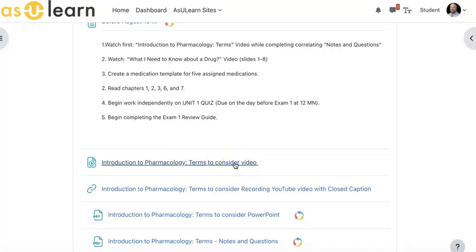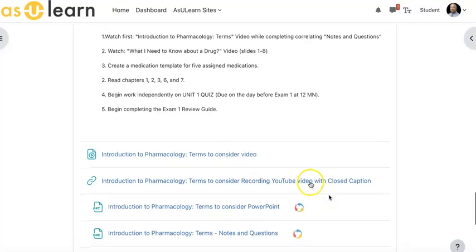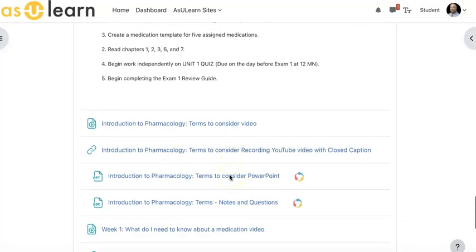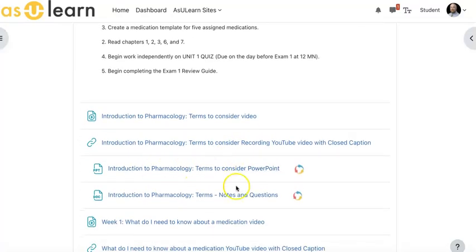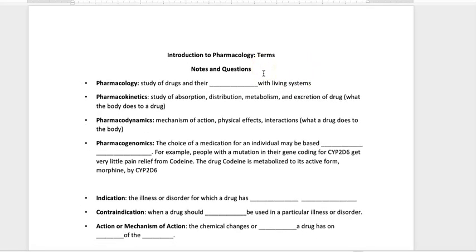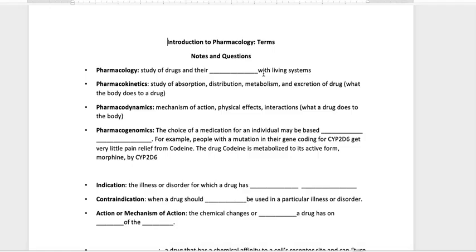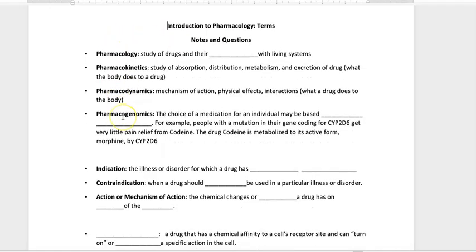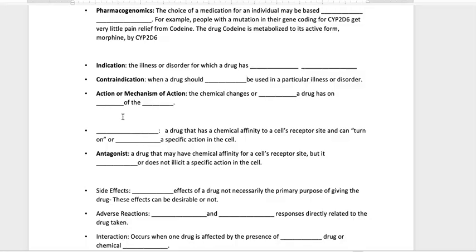This is a recording here, but I've also uploaded the same recording into YouTube with some closed captions if you prefer to read or get the transcript from that as well. I put both options in there for you so that you don't have to go to YouTube if you would prefer just to stay in the course cell. There's also the PowerPoint here for you, and then there's Introduction to Pharmacology Terms and Notes that flows right along with this lecture and the recorded video. So it asks you some questions and helps you take notes directly onto this page.